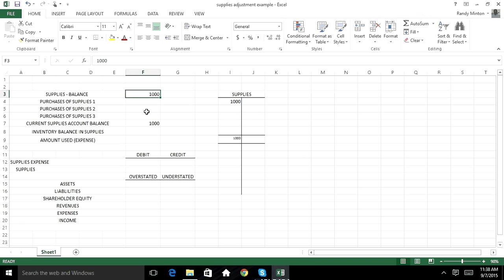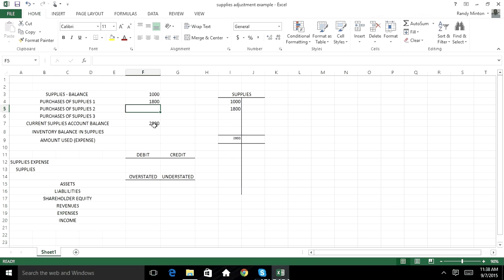Now, in this case, we started out with 1,000, and over the course of the next month or so, we noticed that the supplies were dwindling in the office supply room. So we went down and we bought some more supplies. And we didn't want to have to do it every time we turned around, so we put in $1,800 worth of supplies. Now you'll notice that the current balance in the account now would be $2,800.